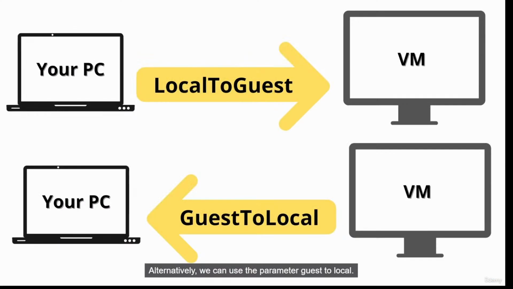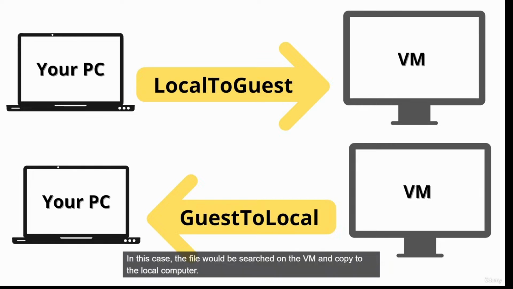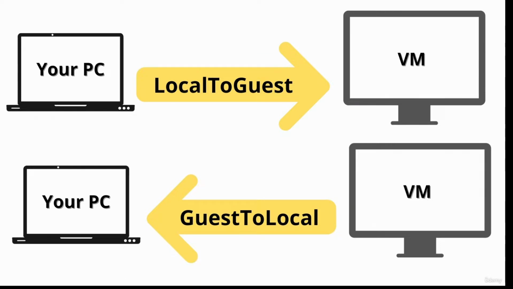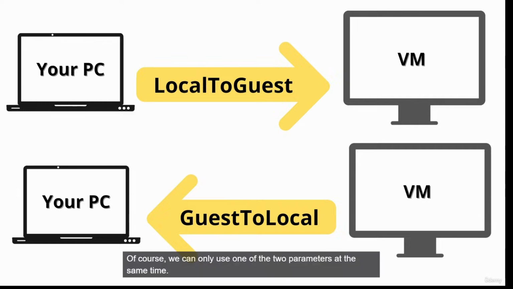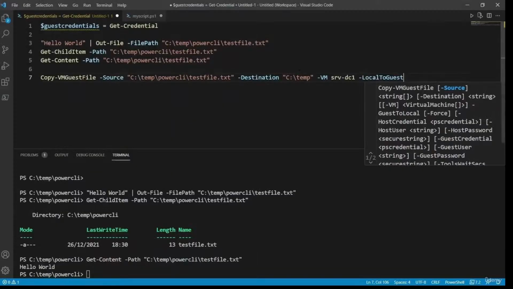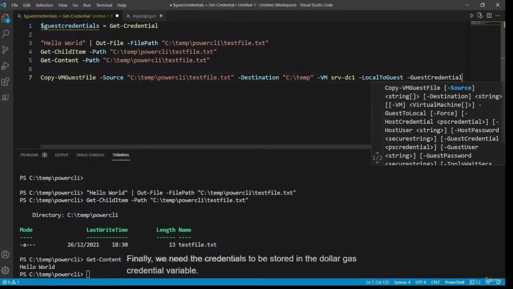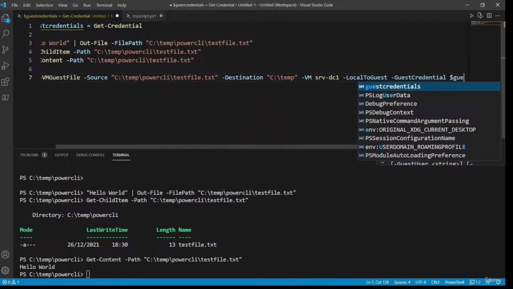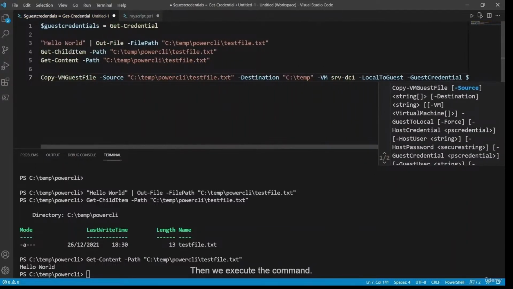Alternatively, we can use the parameter GuestToLocal. In this case, the file would be searched on the VM and copied to the local computer. Of course, we can only use one of the two parameters at the same time. Finally, we need the credentials we stored in the $guestCredentials variable. Then we execute the command.